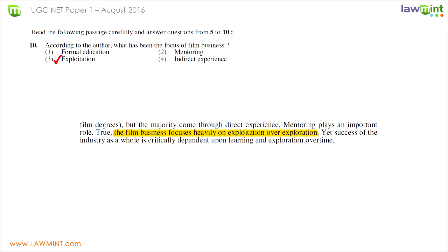In question number 10, we are asked, according to the author, what has been the focus of the film business? Now, if you look at the part of the paragraph that is pasted on the screen below, it says that mentoring plays an important role. True, the film business focuses heavily on exploitation over exploration, yet the success of the industry as a whole is critically dependent upon learning and exploration over time. But here, the author is saying that at this point in time, the film business focuses heavily on exploitation over exploration. Therefore, the correct answer here is option choice 3.